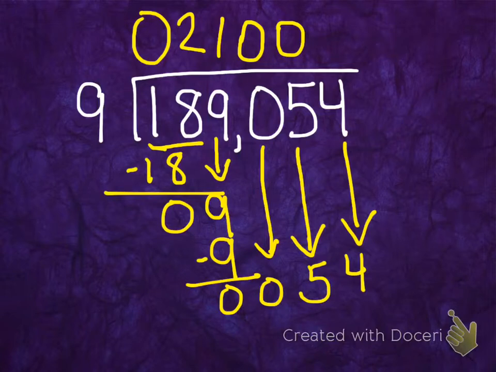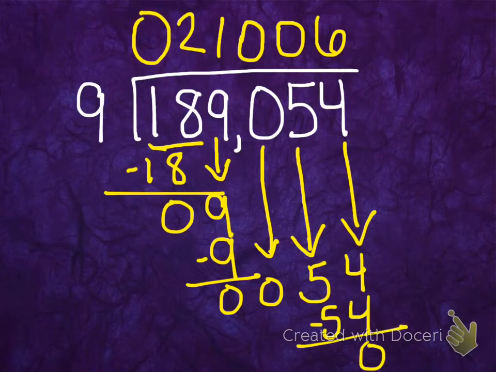Then the next step is to drop down your next number, which is a 4. 9 times what is 54? If you said 6, you're correct. 9 times 6 is 54. Subtract and we get our 0. We have no remainder. Your answer for this problem is 21,006.